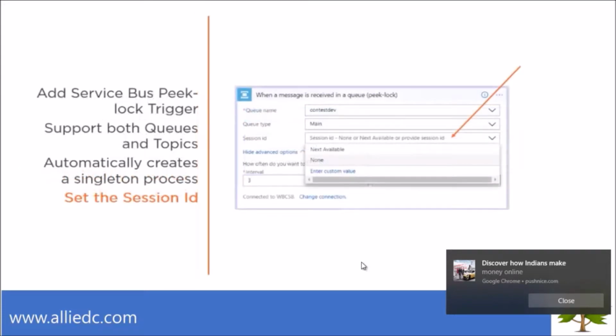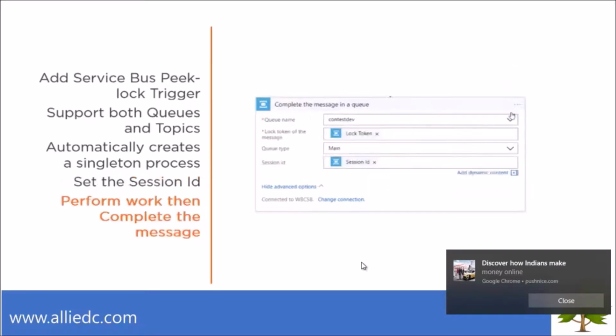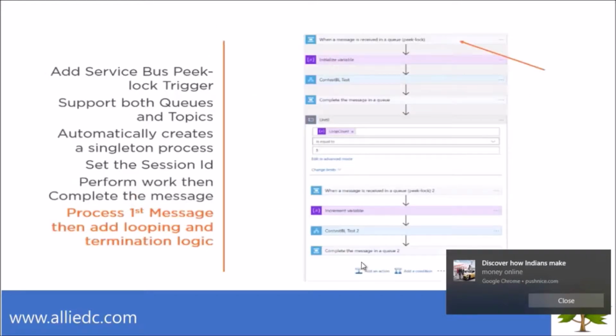Inside your first peek lock shape, you need to specify the session ID. In most cases, it will be next available. If you need a specific session ID, you could enter a custom value. Once you perform the work inside your Logic app, at the end of processing that message, you would then call the Service Bus complete the message in a queue action. By doing so, you pass in the lock token and the session ID that will return from the original receipt of the message. So let's take a look at this in a little bit more detail.